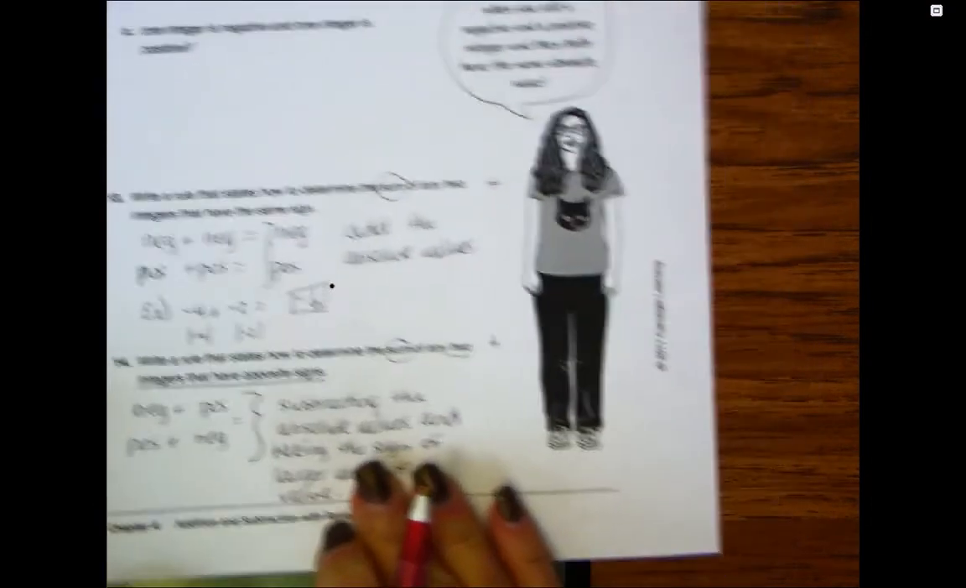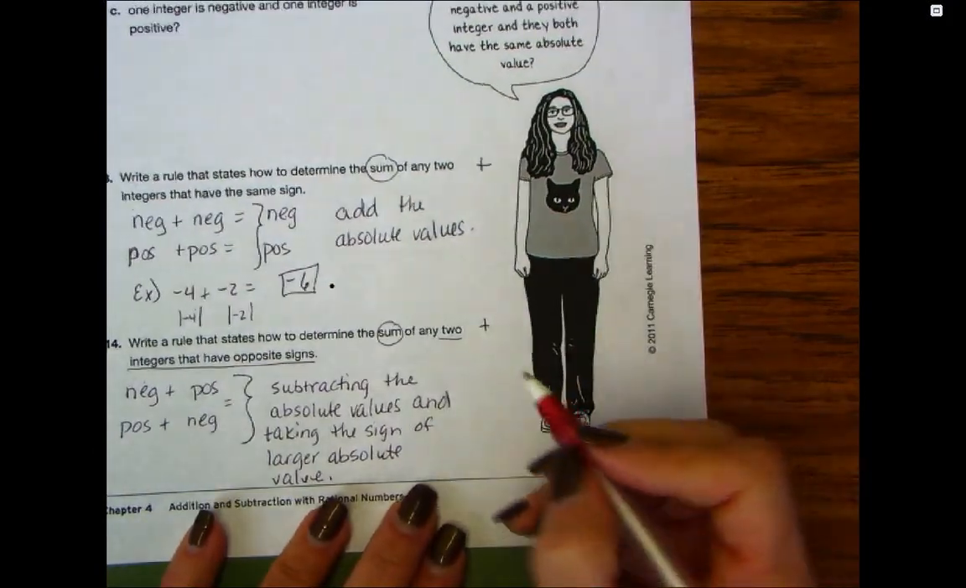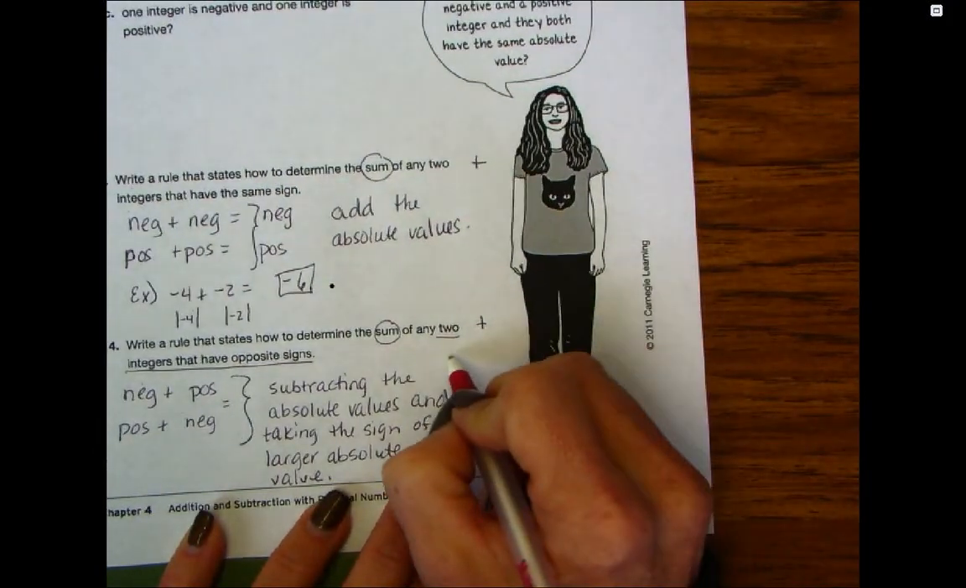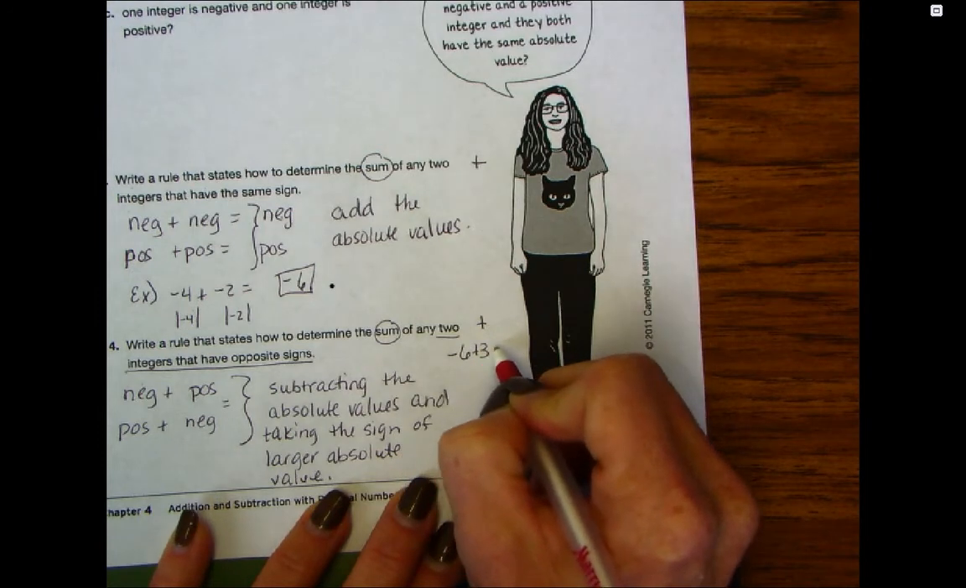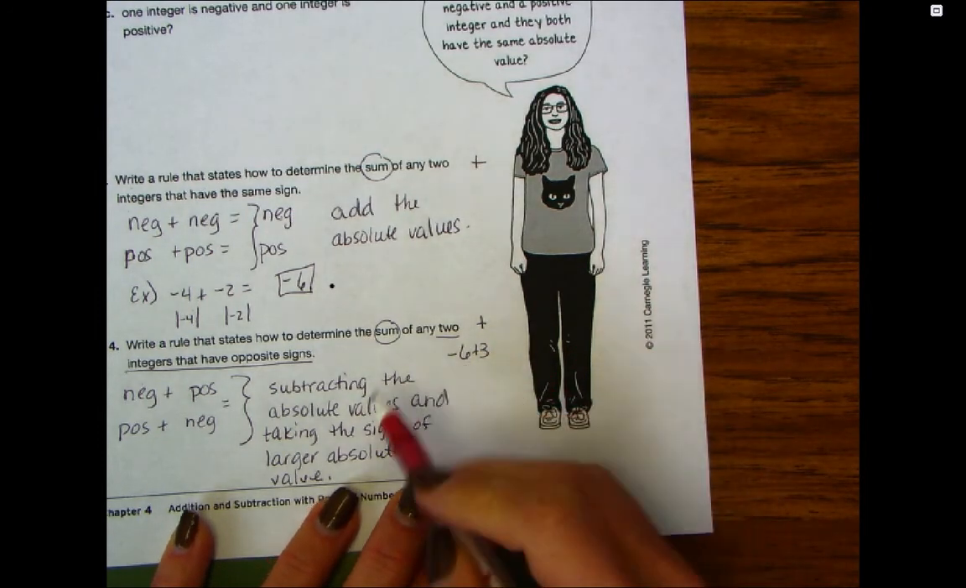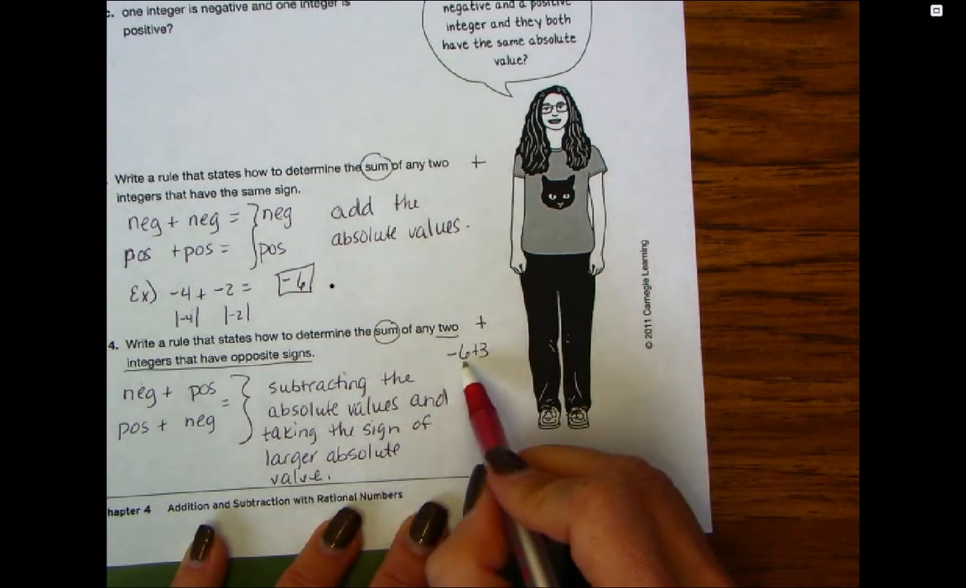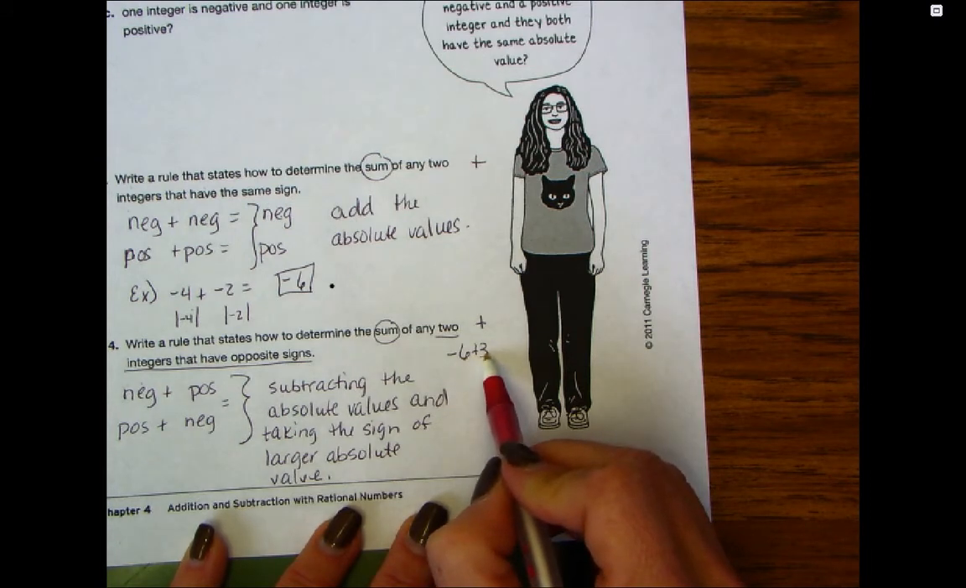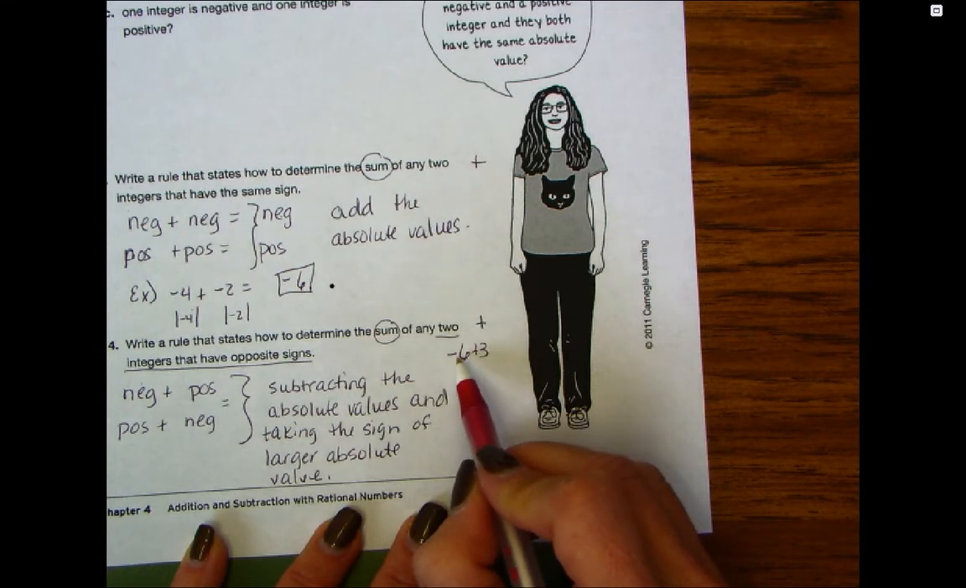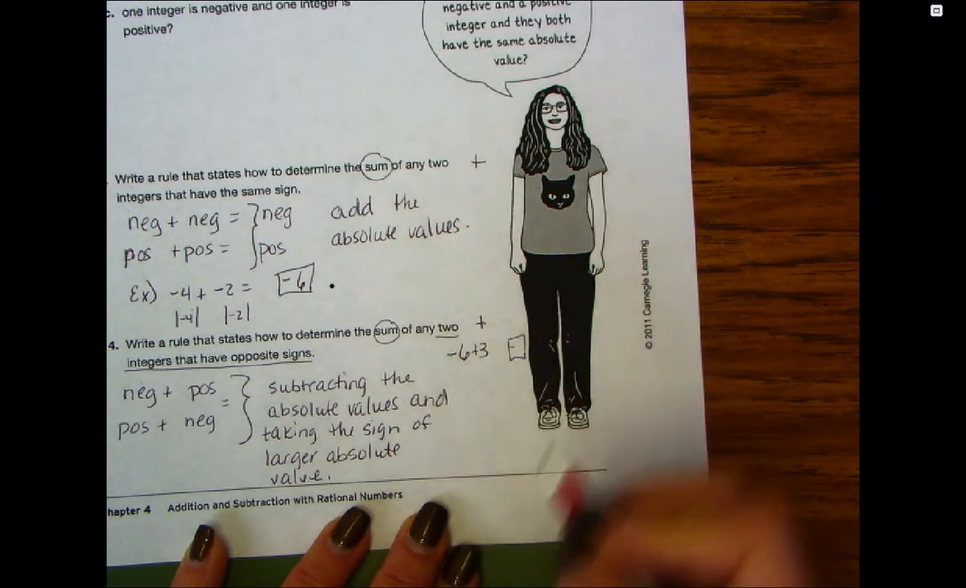Okay, so let me give you an example of that. Let's try -6 plus 3. So I'm taking the sign of the larger absolute value. Absolute value of negative 6 is 6. Absolute value of 3 is 3. 6 is bigger than 3. The absolute value is a negative, what started as a negative. So my answer is going to be negative.